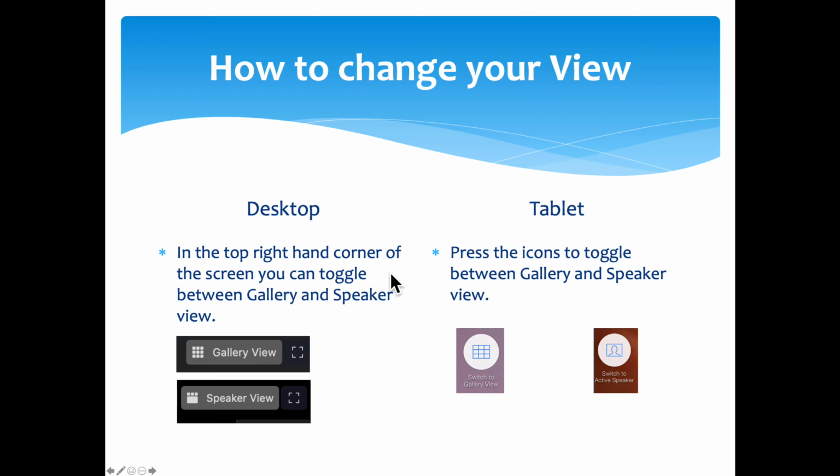If you're on a tablet, again, it's pretty much the same. To switch to the gallery view, you have the 3x3 matrix that you can see over here for the people using computers. And if you wish to switch to the active speaker, to the speaker view, you've just got a single square with an outline of a speaker.